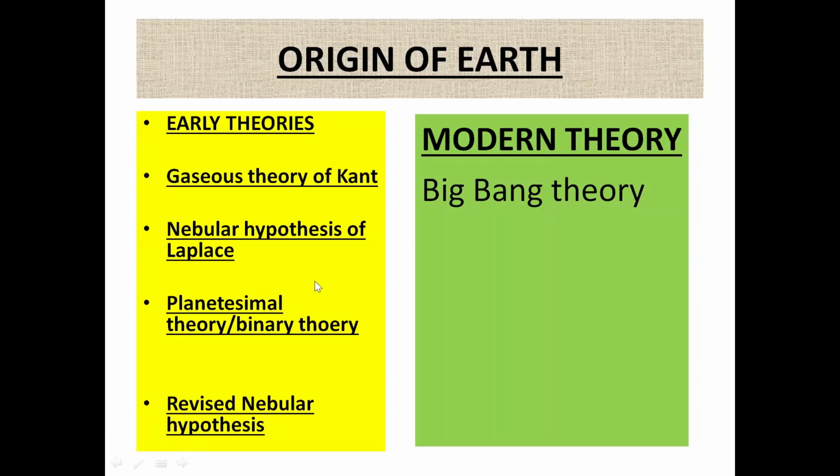So if we go by what is written in the book, it is very hard to explain and even to understand. So let me put all these concepts in some simpler terms. Origin of the Earth. We know that there are two types of theories behind the origin of the Earth: the modern theory and the early theories. Early theories include the gaseous theory, nebular hypothesis, planetesimal theory, and the revised nebular hypothesis.